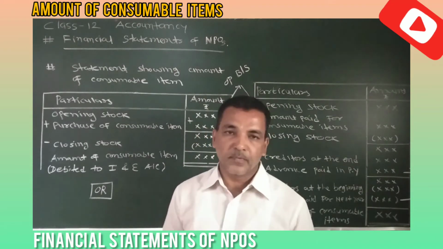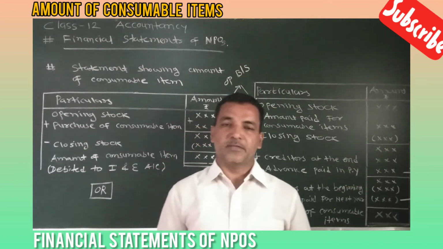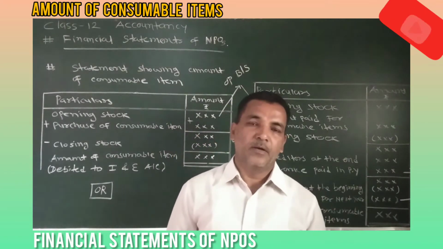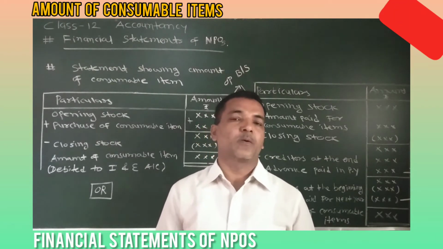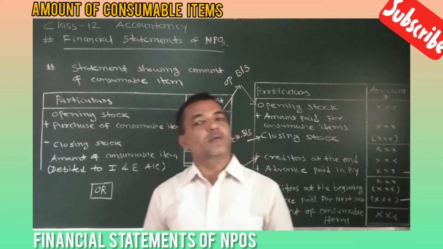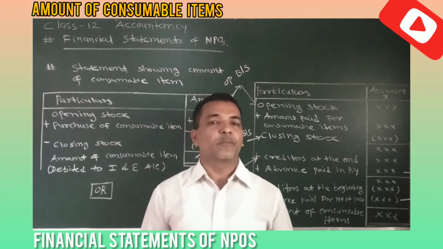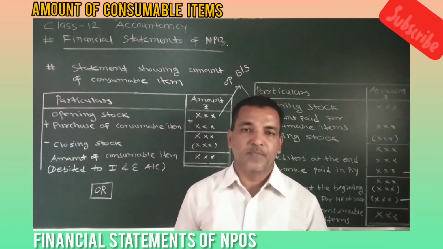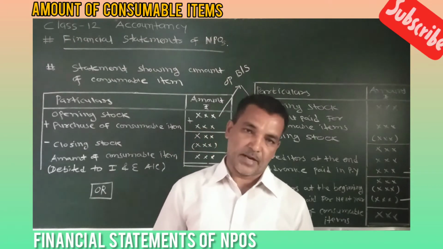Again I repeat, opening stock will go opening balance sheet asset side, closing stock, closing balance sheet asset side, opening creditor, opening balance sheet liability side, closing creditors, closing balance sheet liability side, opening advance, opening balance sheet asset side, and closing advances, closing balance sheet asset side.